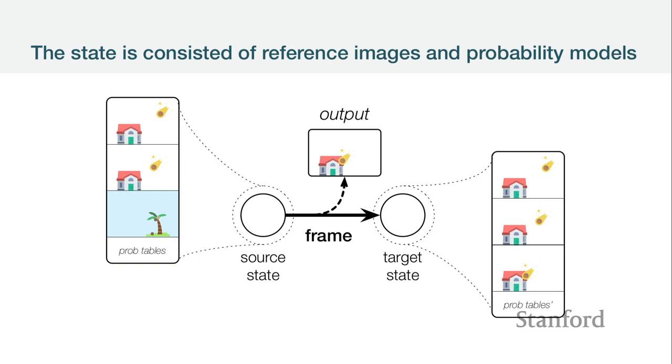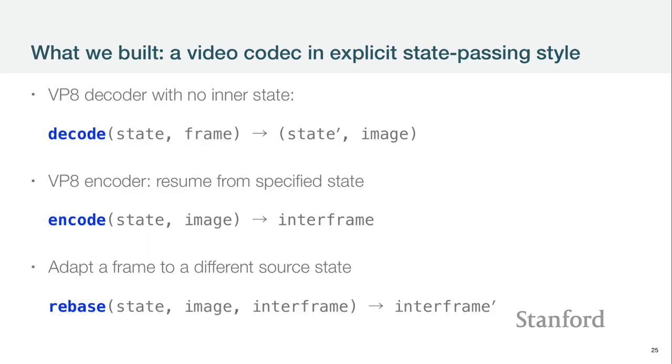Here's actually the contents of the state. It's a few images that have been saved and some probability tables for the arithmetic code. So that's the source state, and then the target state is different images saved and maybe different probability tables, and there's some image that got sent off to the screen. So what we implemented was a purely functional version of a VP8 video coder and decoder. This is a standards compliant VP8 encoder and decoder, but they're implemented in this way where there are no side effects and it's purely functional.